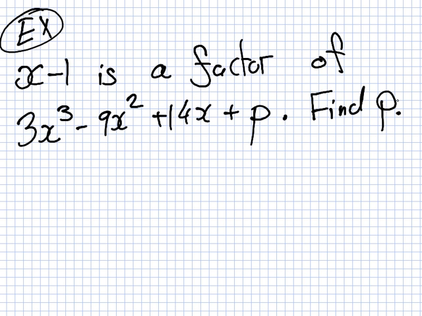So this one now, what do you think the key step or the key idea is? Well, what do you know about the remainder if I tell you it's a factor? So this is like me saying that the remainder is 0 when I divide by x minus 1. Is that enough information to work out what p should be?